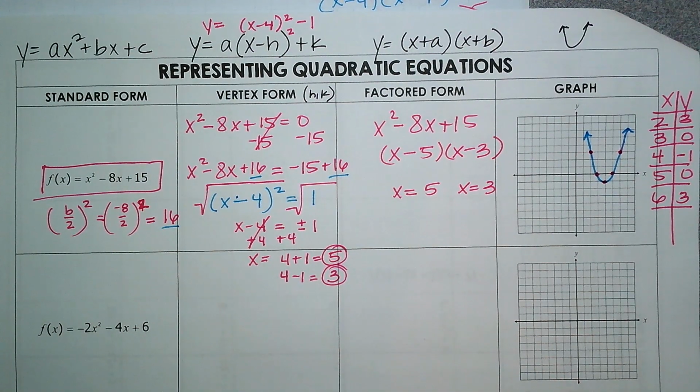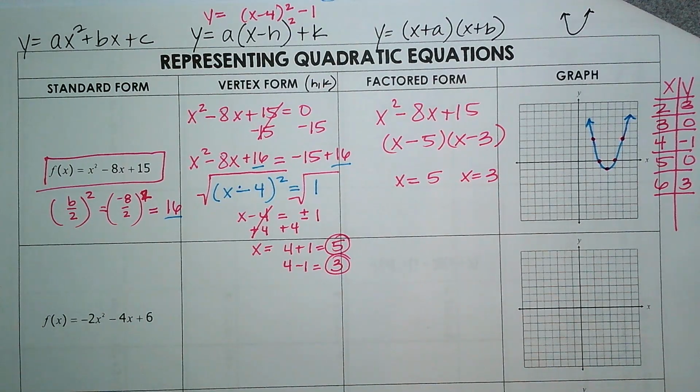So we have standard form, vertex form, factored form, and the parabola graphed. I'm going to go over how to find vertex form again. That's really the only new material here. Any questions about the first one?